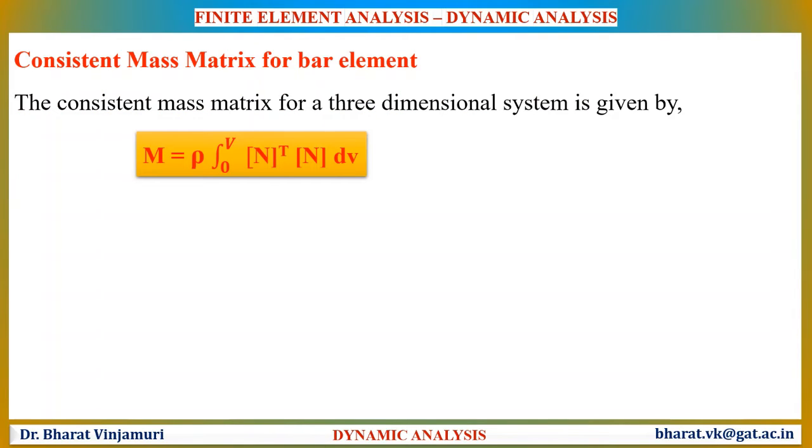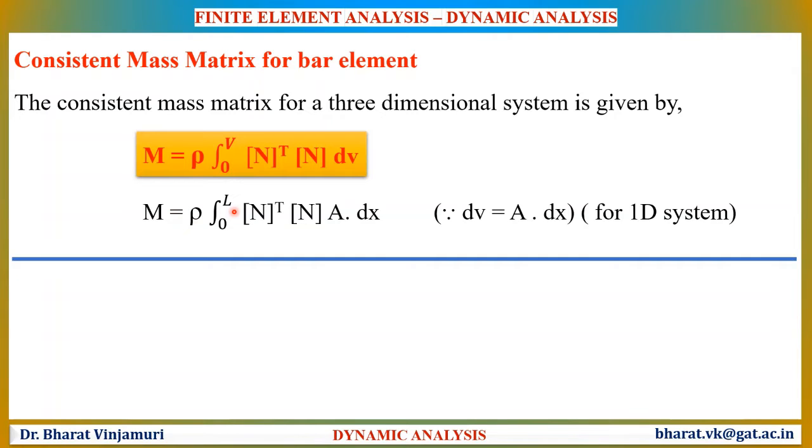The consistent mass matrix for a three-dimensional system is given by the following equation. In this equation, rho represents density and N represents the shape functions of a bar element. Since it is a three-dimensional system, the integral will be within the limits 0 to V, where V represents the volume. But for a one-dimensional system, since a bar is one-dimensional, the limits will change from volume to length. Thus, the limits are between 0 to L.